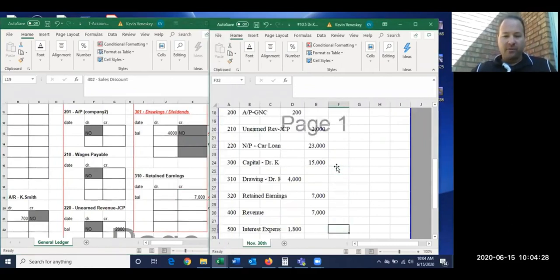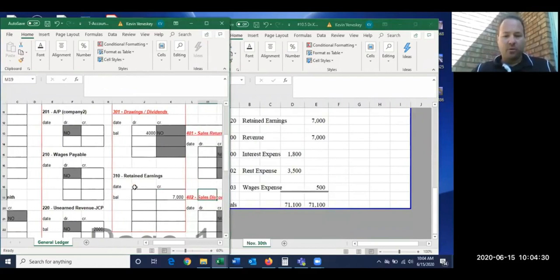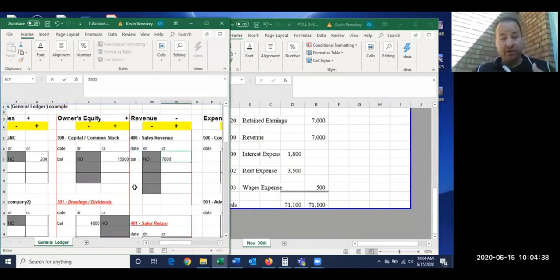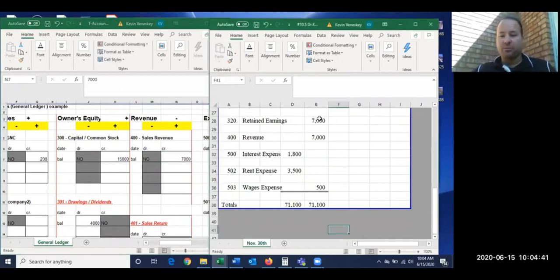We're ready for our final two columns. We've got our revenue. The opening balance we've already made is $7,000. That's for this year. The retained earnings is just a summary of all the years past. They just happen to be the same number. That's just a coincidence.